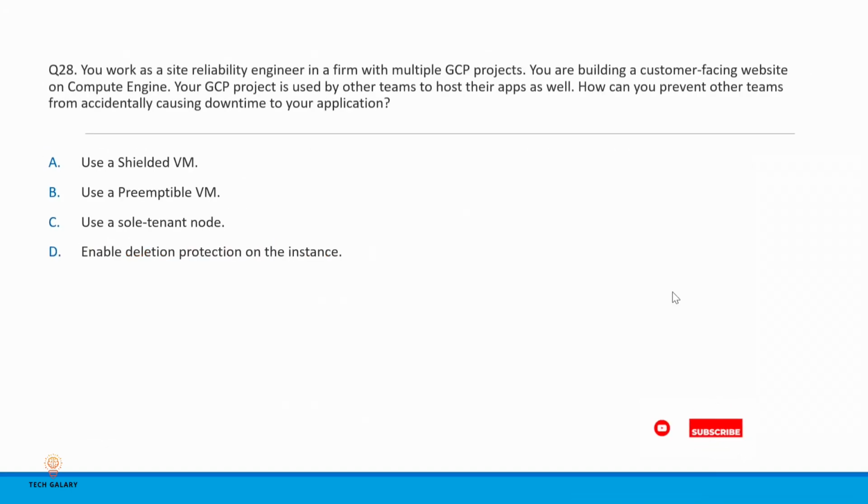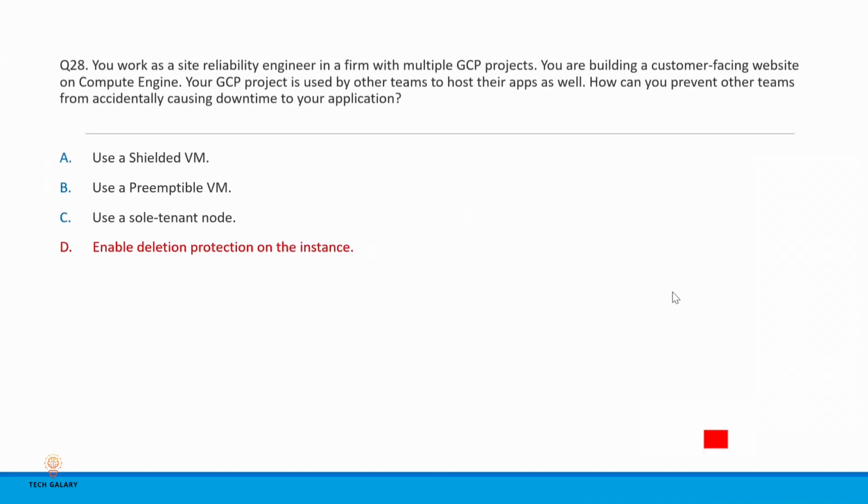Now let's proceed with question 28. You work as a site reliability engineer in a firm with multiple GCP projects. You are building a customer facing website on Compute Engine. Your GCP project is used by other teams to host their apps as well. How can you prevent other teams from accidentally causing downtime to your application? So these are the options available. And the correct answer is option D, enable deletion protection on the instance.